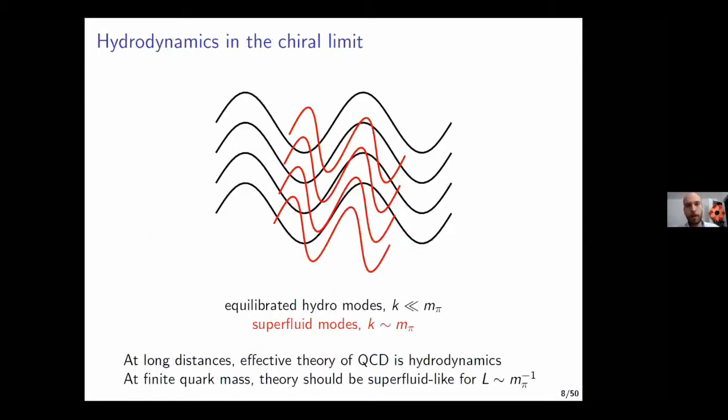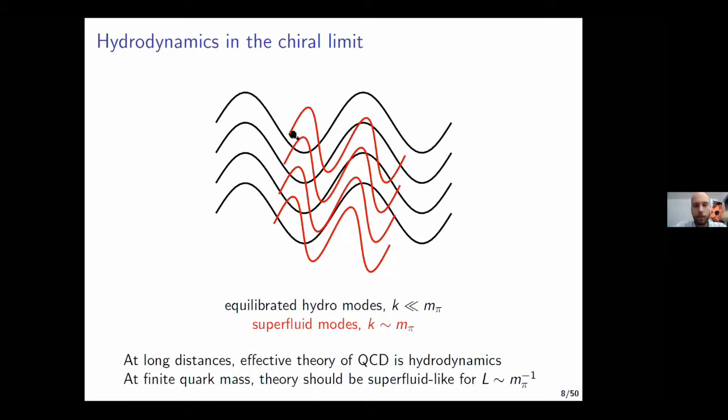Kind of like a snapshot of what we're studying here. It's hydrodynamics in the chiral limit. So what we're looking at is long distances, where you're ignoring the finer detail of QCD. You just ignore all of the phenomena which are shorter wavelength, and you just model all of your QCD effects by some hydrodynamic theory.